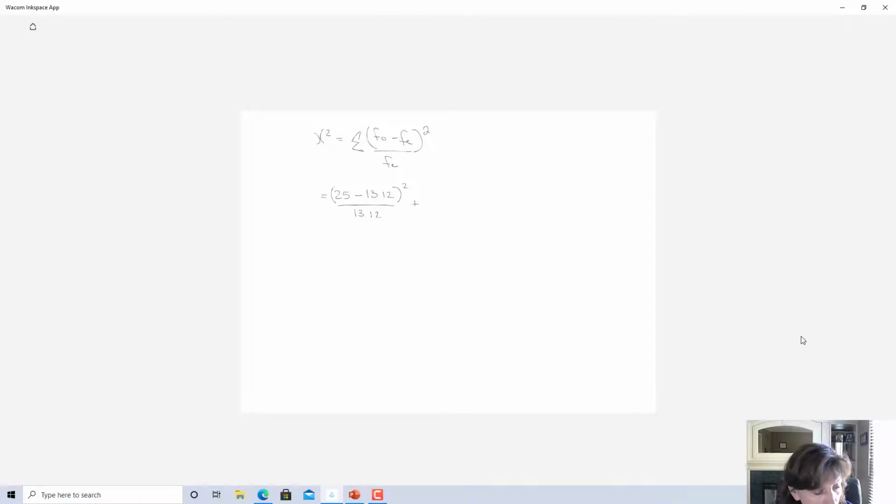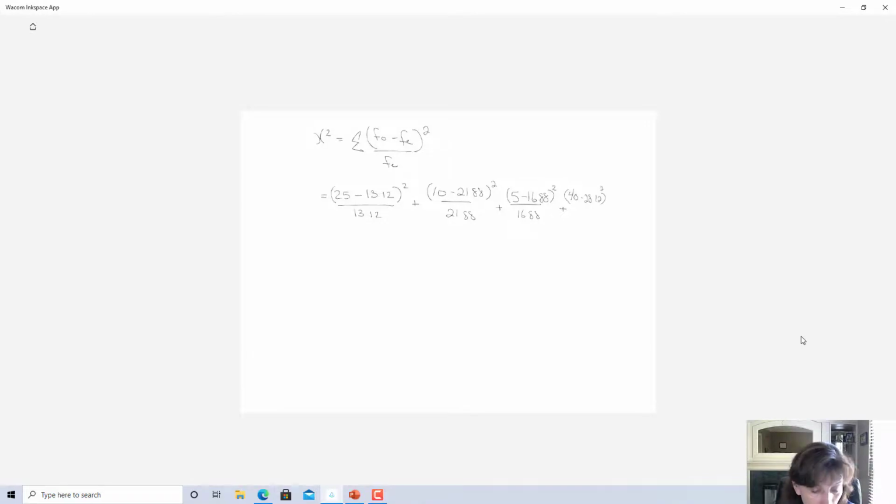My next cell, observed frequency is 10. Expected frequency is 21.88. Put that in parentheses and square it. Divide by 21.88. For my next cell, that one was 5, the observed, minus 16.88, my expected frequency. Put it in parentheses and square it. Divide by my expected frequency, which is 16.88. And then finally for my last cell, 40 minus 28.12.